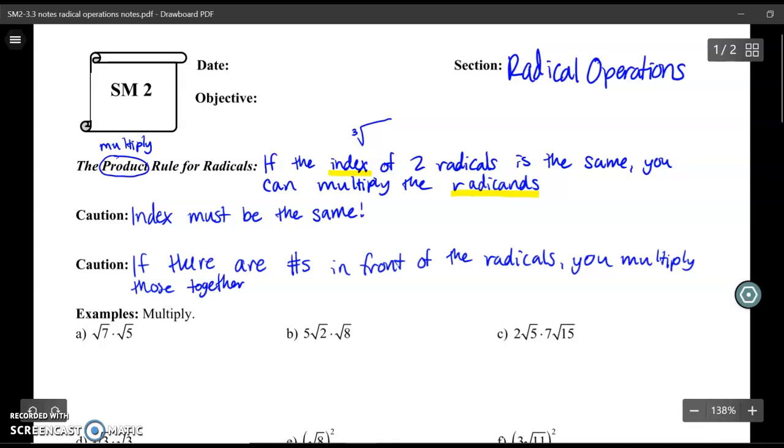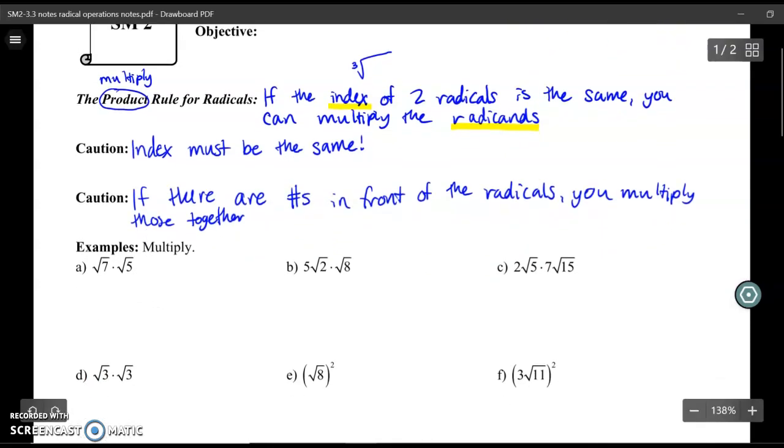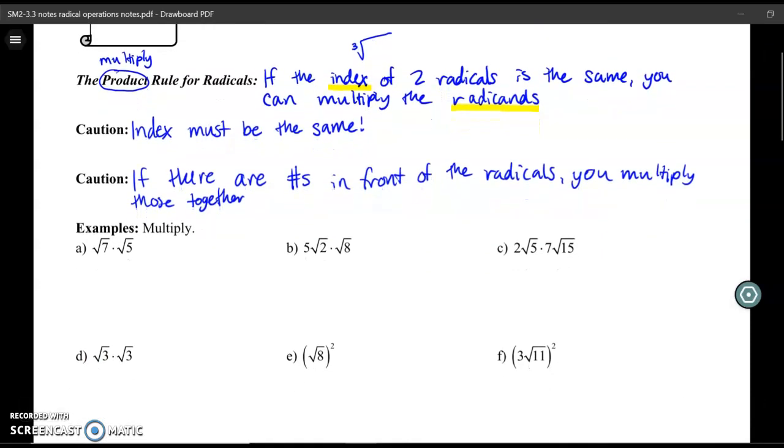Okay, so let's work through some examples so you can see what it looks like to dive into this product rule. So in this example A, I have the square root of 7 times the square root of 5. And the index of both of those is the same. Remember that when we don't see a little number on the radical, it means that the index is 2. So we can multiply these together. The way we do that is we multiply the two radicands together, which is going to be equal to the square root of 35.